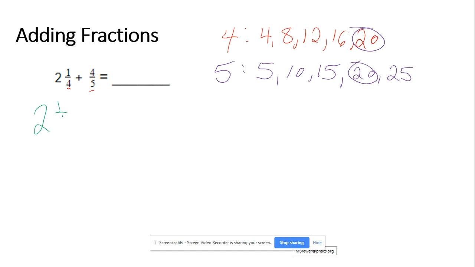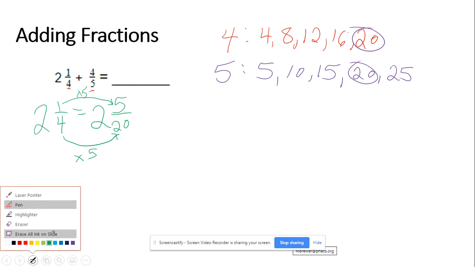So 2 and 1/4, we're going to rewrite this as 20ths. 4 times 5 gets us to 20, so let's multiply by 5 on the top. 1 times 5 is 5. Remember, the whole number in the front of the mixed number stays the same. So now 2 and 1/4 is equivalent to 2 and 5/20.